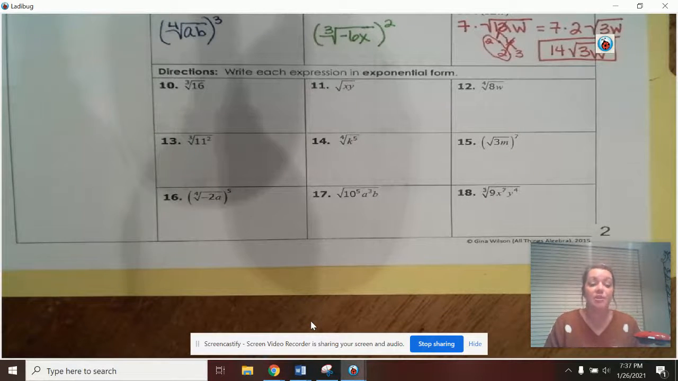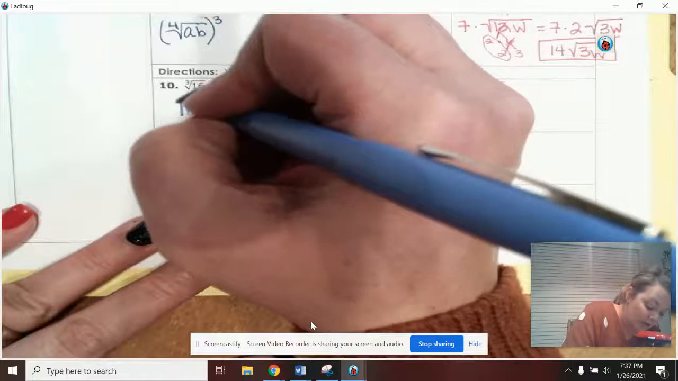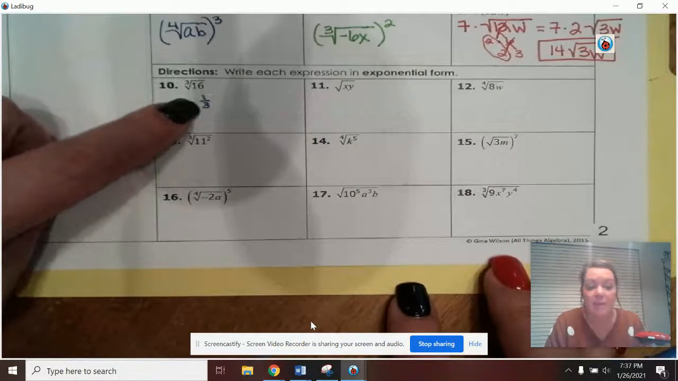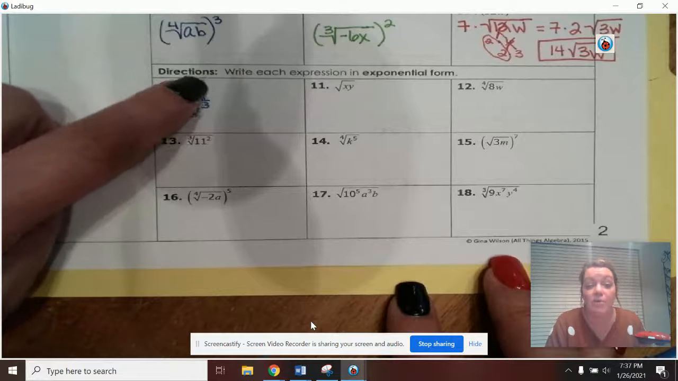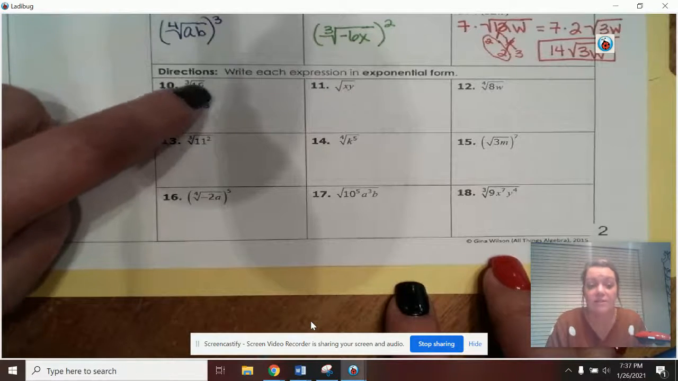So this is the cube root of 16, and when we rewrite that, it's going to be 16 to the 1/3. Okay, the number on the root is the bottom of the fraction, and there's no other number here. This is 16 to the first power, so this is just 16 to the 1/3.